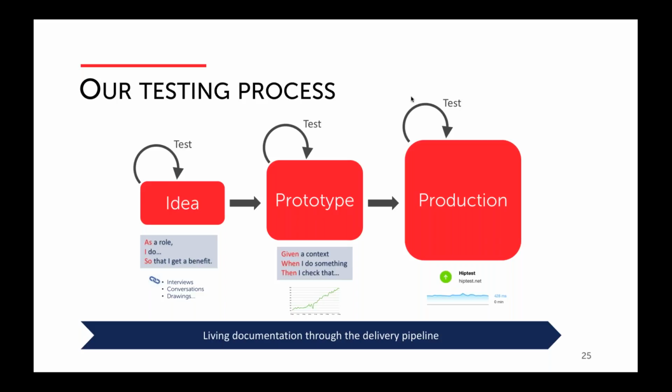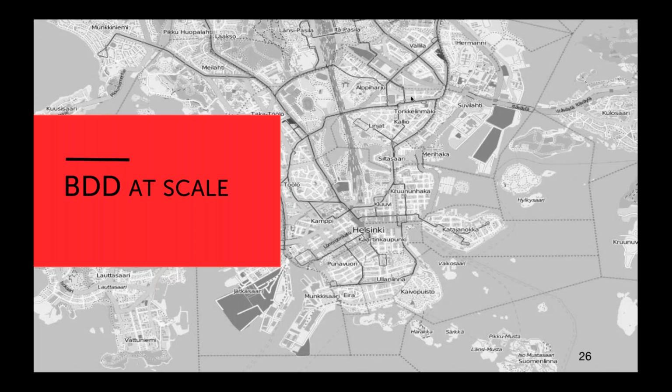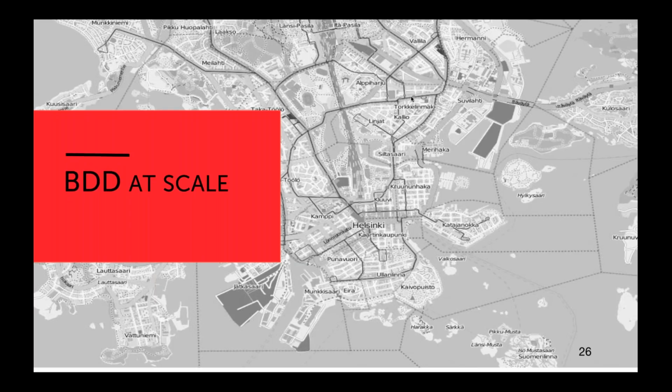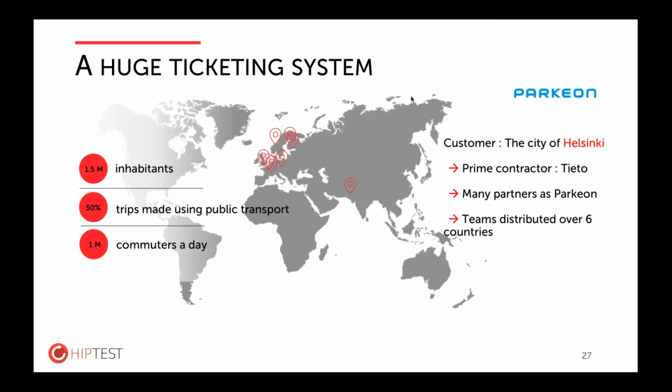So having this real-time view on the product itself, so you have the product, but you also have this living documentation with the context in terms of usage, definitely has completely transformed our whole engineering process. And what we have experienced as a software vendor can also be experienced when you are a much bigger company and on a much bigger project, which is what we're going to see now. So let's see BDD at scale on this huge ticketing system.